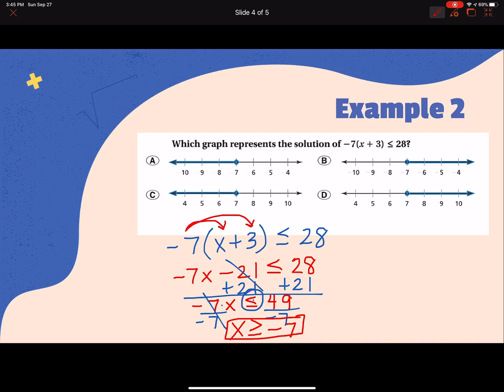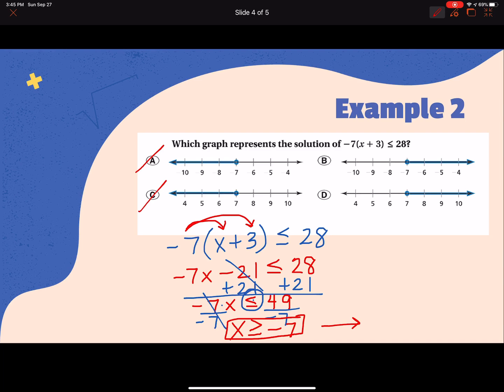So this tells us several things. It tells us that we are going to have a closed or solid circle at -7, and we want it to be greater than. So our arrow should be pointing to the right. Let's look at our four choices. We can eliminate A and C. Those are both pointing in the wrong direction. And let's focus on B and D and determine what the difference is.